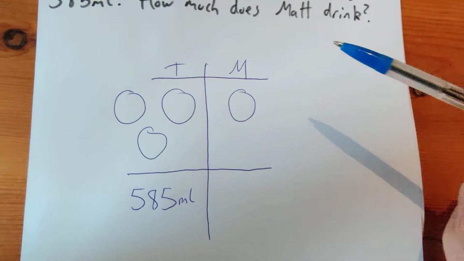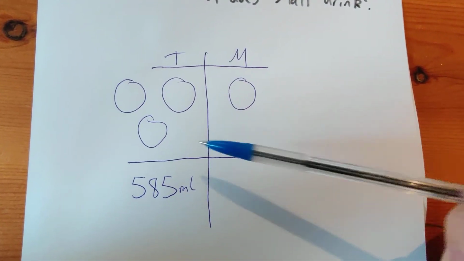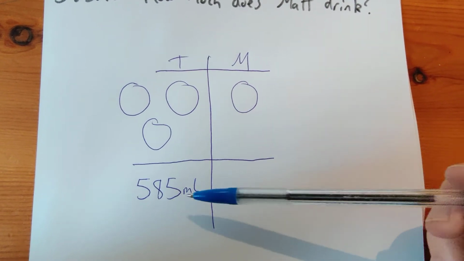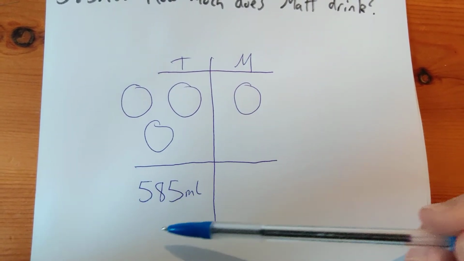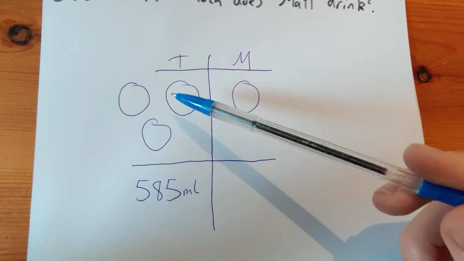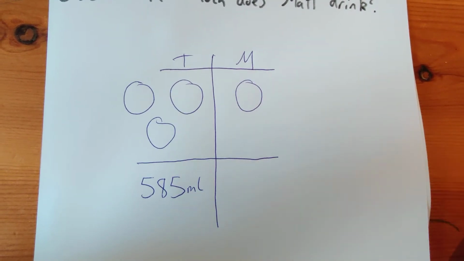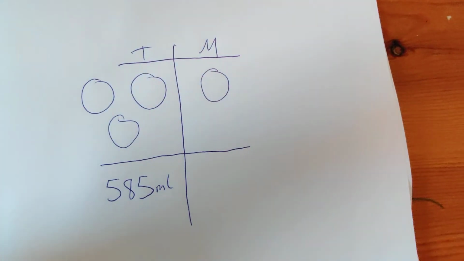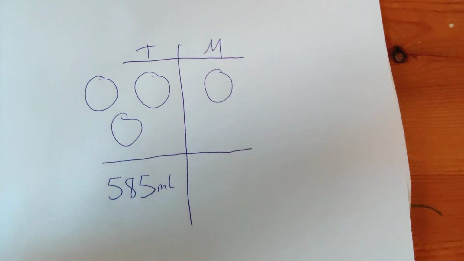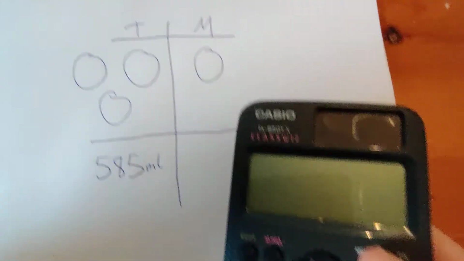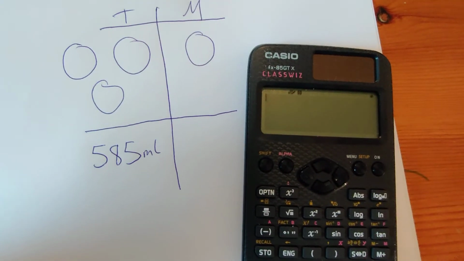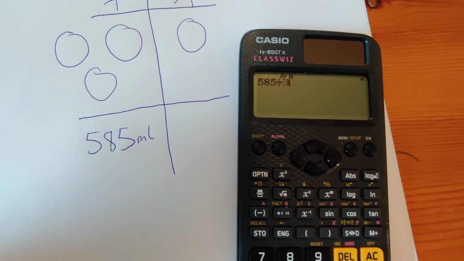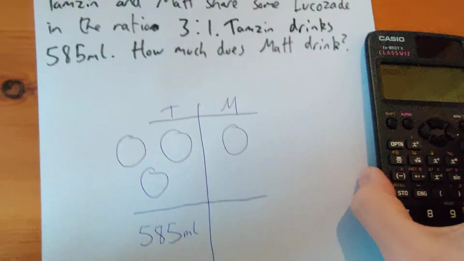Now I can't share back out between the 4, because the 4 is what represents what they have all together. I don't know what they have all together. However, I do know that Tamsin has 585 mils and Tamsin has 3 parts. So 3 parts must be worth 585 mils. And I could use that to work out what 1 part is. I'm going to use my trusty Casio scientific calculator. If I share my 585 between 3 parts, I can see that it's 195 for each part.